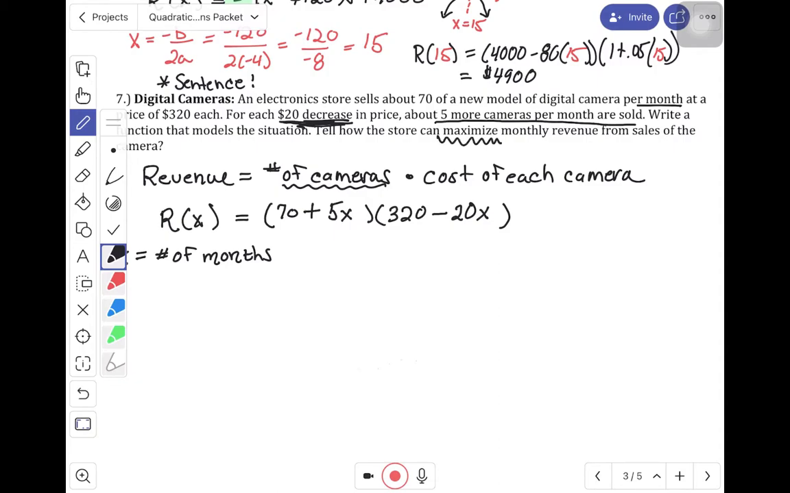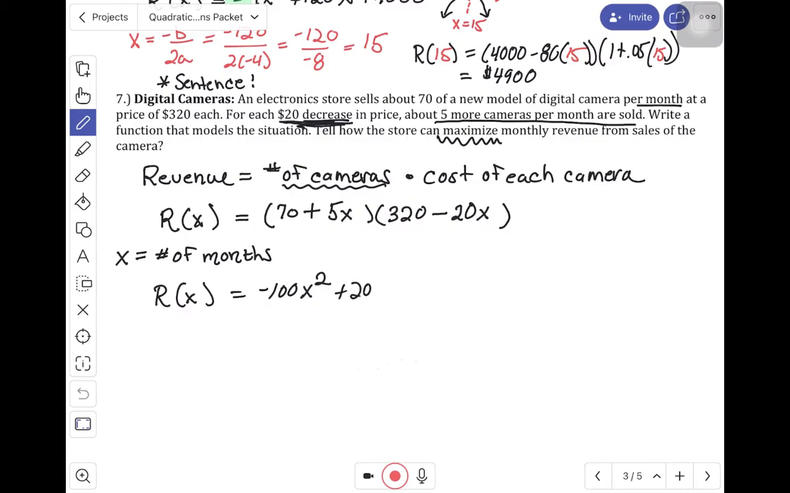I have to maximize that revenue, and really the best way to figure out what that max is going to be when I'm given an equation in this form, I know it looks like intercept form, but it's not quite there. We're going to FOIL this problem, and we're going to write it in standard form. So if I FOIL this, I'd have negative 100x squared plus 200x plus 22,400.